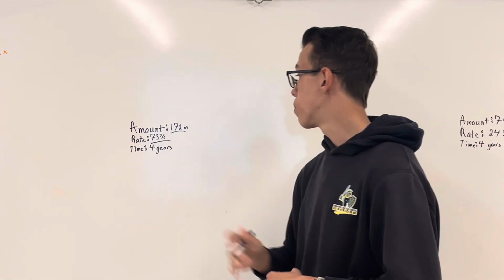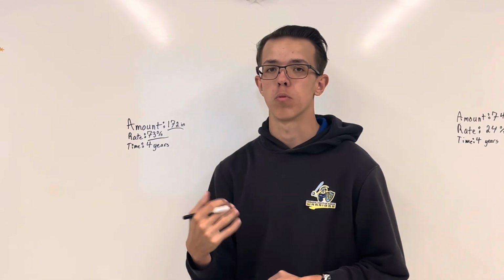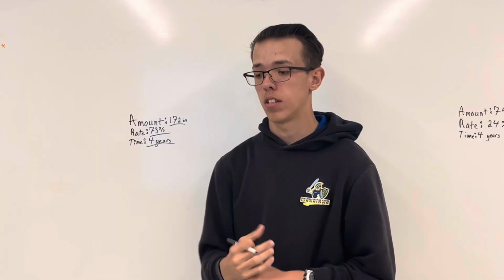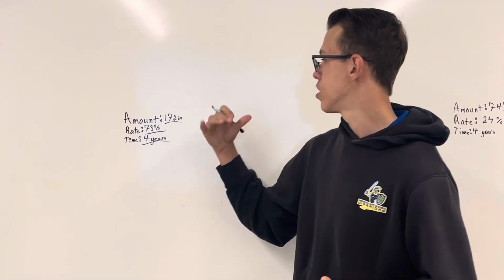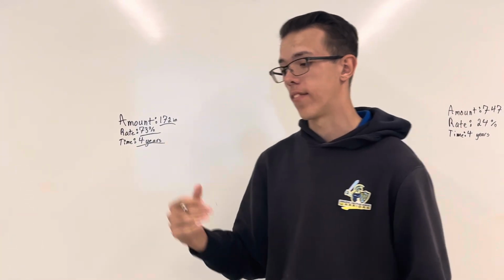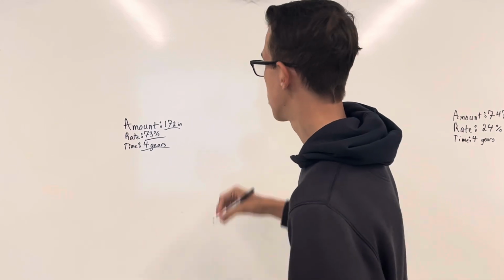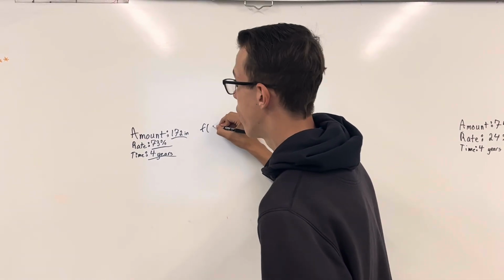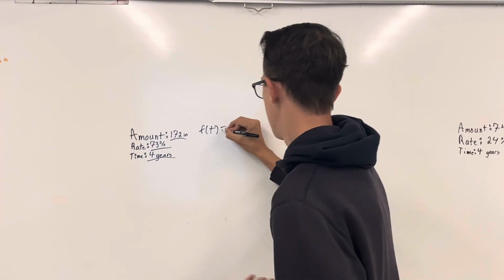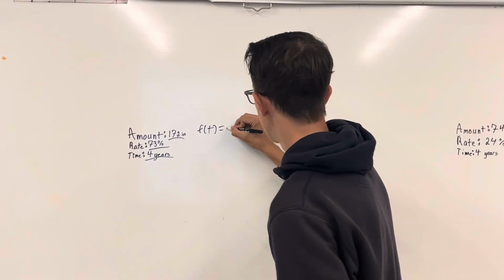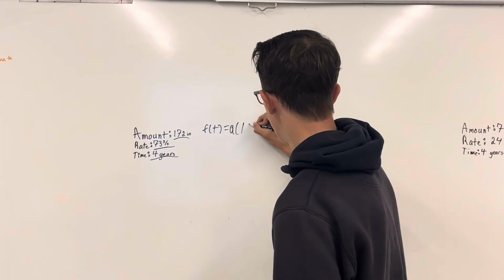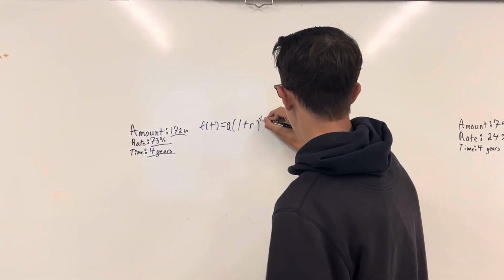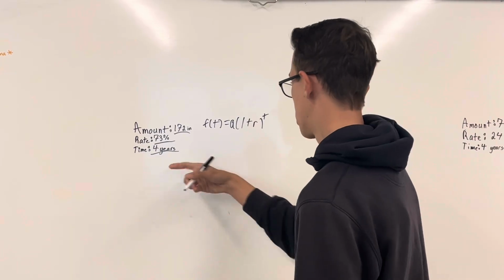The 73% represents how much it would grow in 1 year. Then this 4 is how much is the time period. So after 4 years, how much would it have grown at a rate of 73% is what we're trying to figure out. The formula for this would be final amount, which is F of T, the time, equals amount times 1 plus the rate, which would be the 73%, to the power of T, which is time.